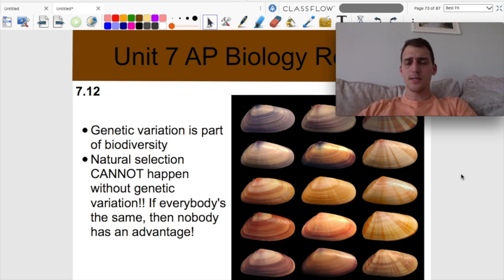Okay, biodiversity is a super important concept because biodiversity accounts for the genetic variation of a single population as well, and that's a super important thing. We talked about this in 7.2, how natural selection cannot happen without genetic variation, and that's the main key here, that genetic variation is ultra important.